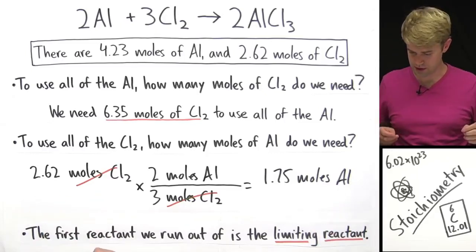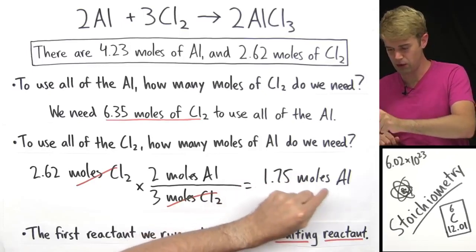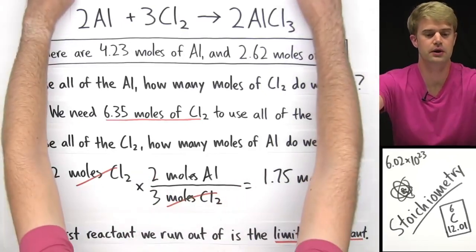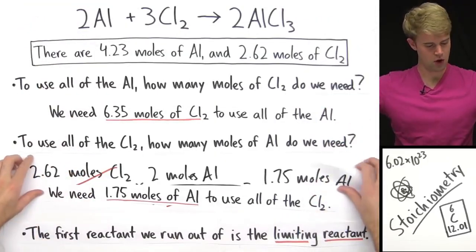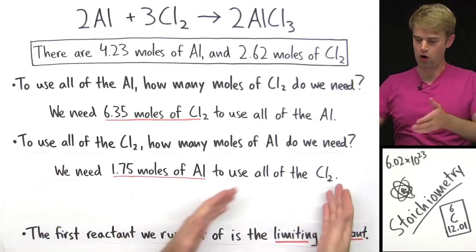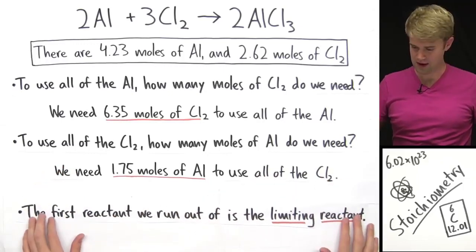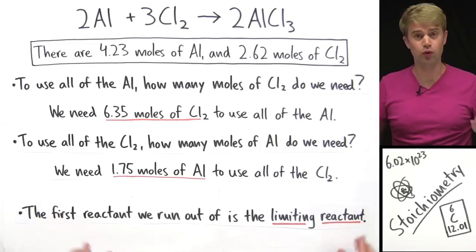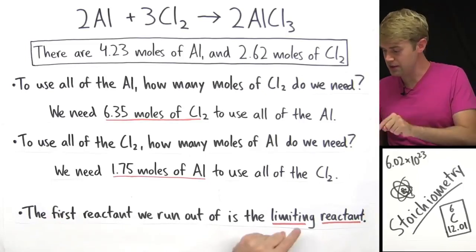So this shows us that we need 1.75 moles of Al to use all of the Cl2. Here it is in words. We need 1.75 moles of aluminum to use all of the chlorine. So which is the first reactant that we run out of? Which is the limiting reactant?